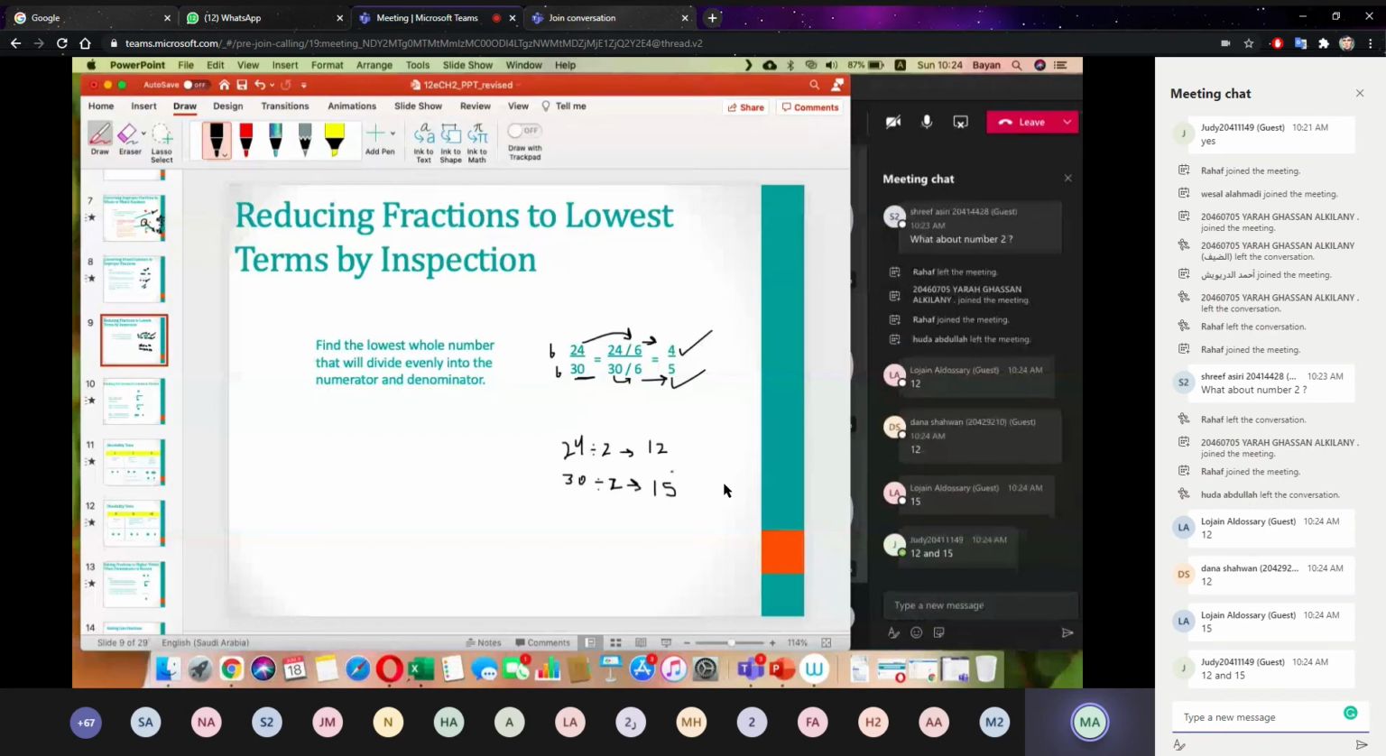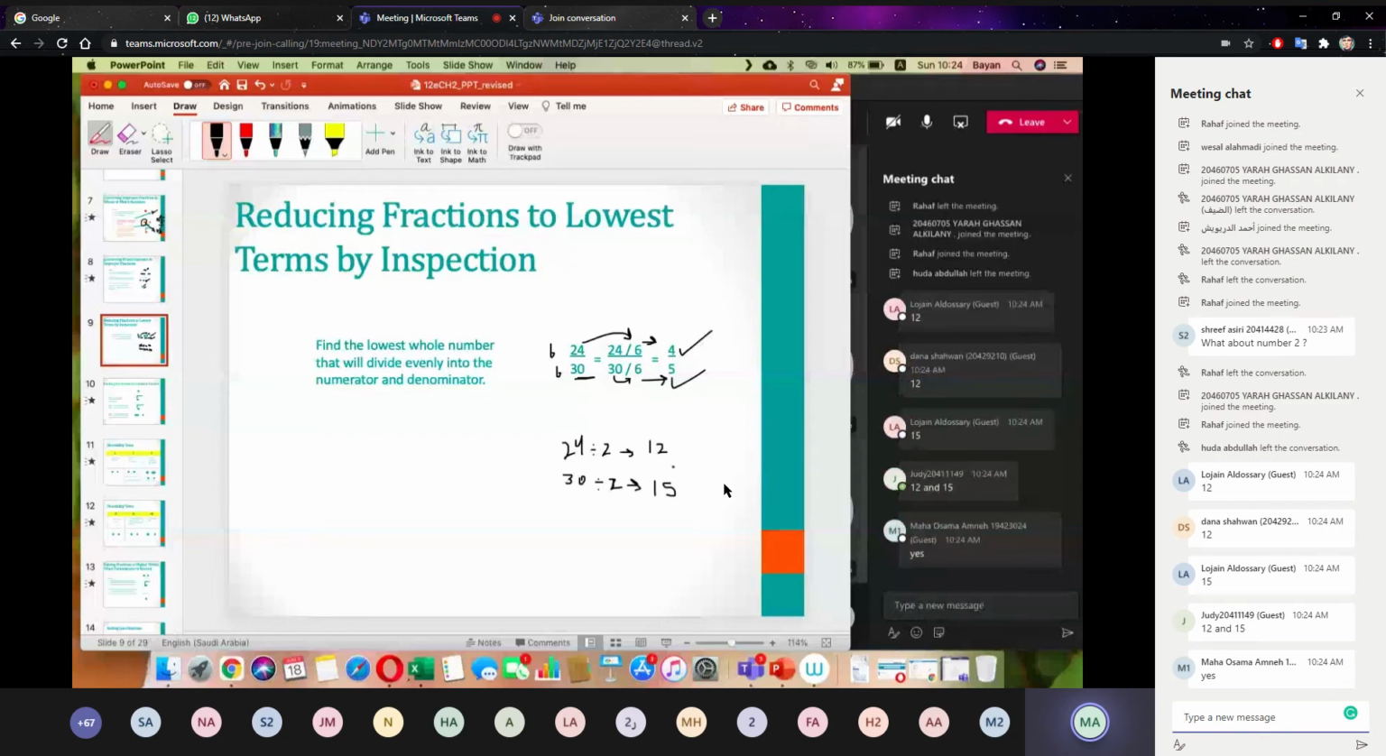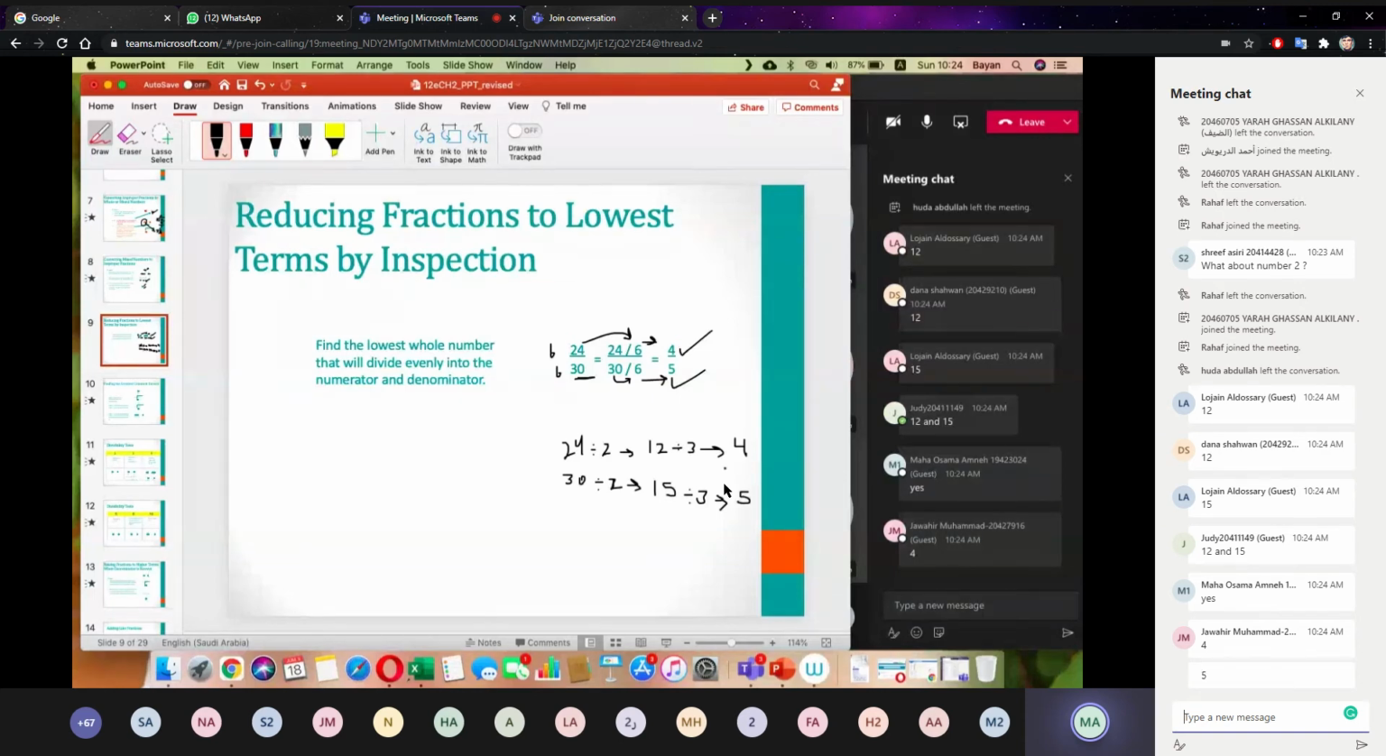Is this the lowest term? No. What should we do? We can divide 12 and 15 by 3. That will give you what? 12 divided by 3 will give you 4. 15 divided by 3 will give you 5.